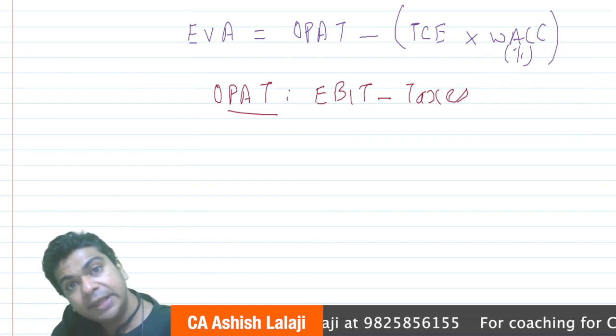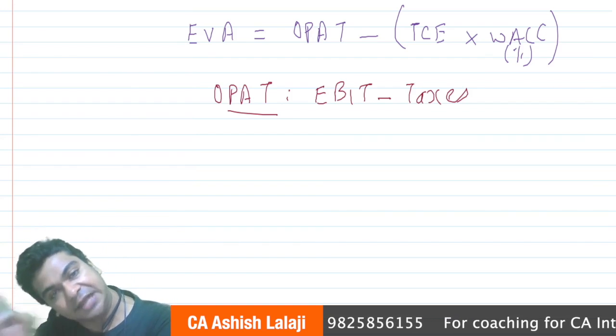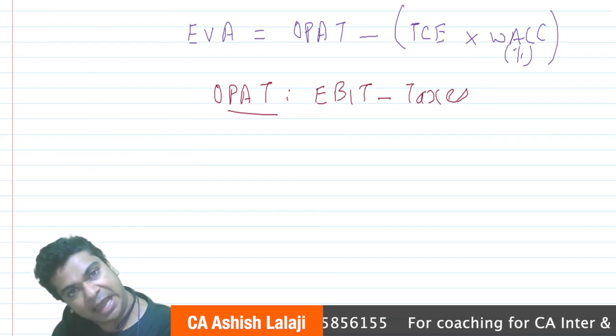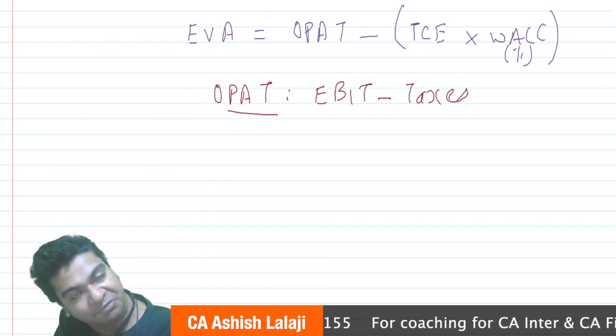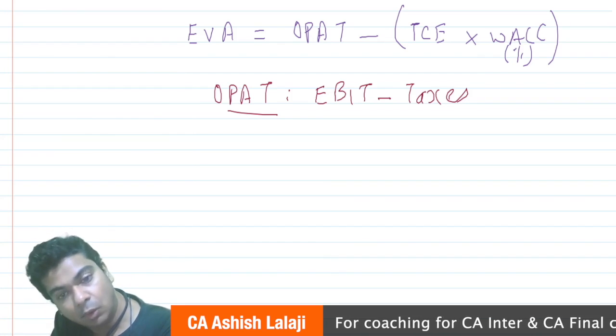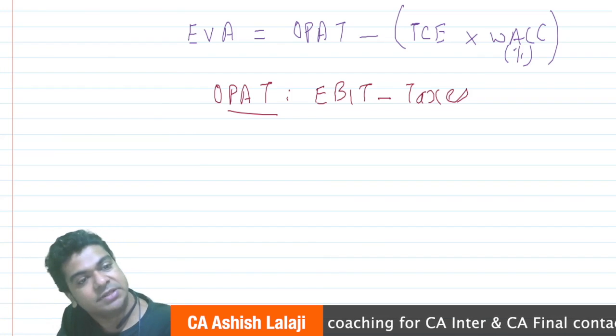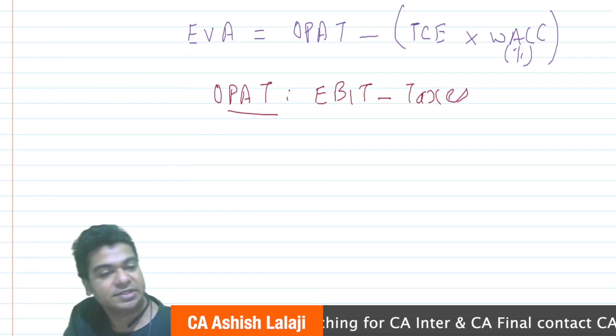EBIT is earnings before interest and tax. From EBIT, I deduct the tax, and I will get my operating profit after tax. Okay. The question that arises is: what about the interest?